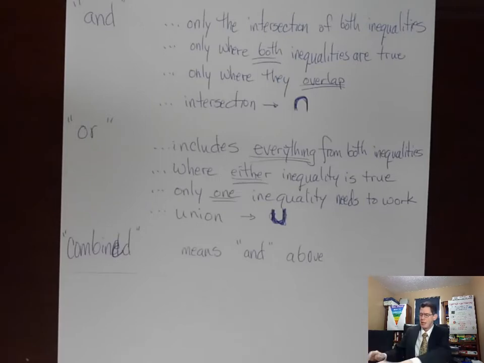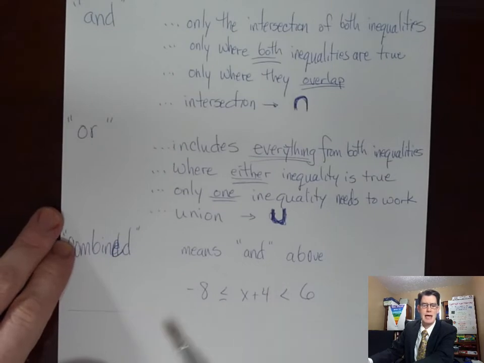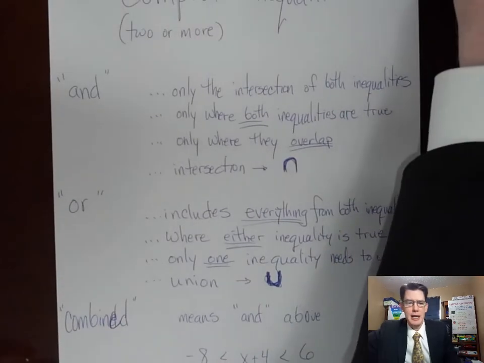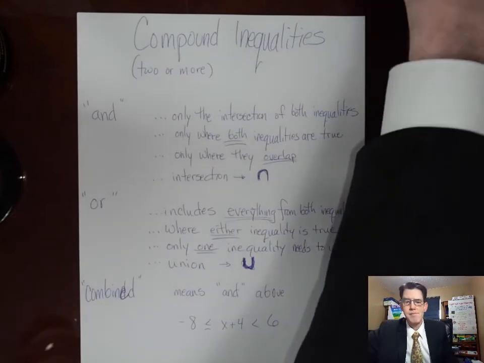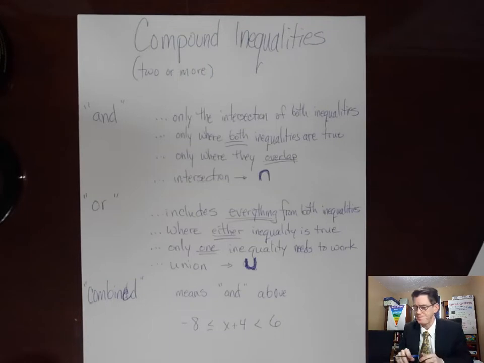Sometimes you'll see them combined. You'll see them written something like this, where the inequalities are combined. That just means an and. This inequality has to be satisfied with the -8, and it has to be satisfied with the 6 at the same time. It's just an and problem. So go ahead and take a few seconds if you want, hit pause, and write down maybe some notes that you can look at. Go ahead and take a second and write down whatever notes make the most sense to you.